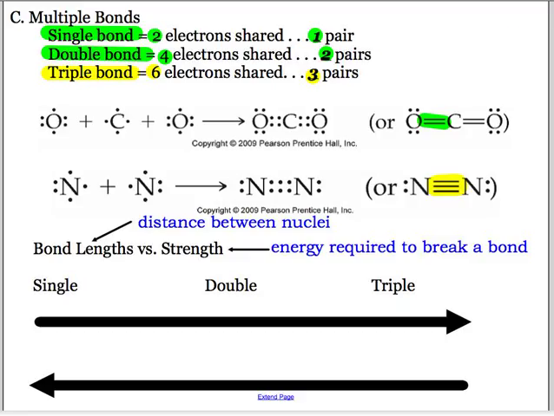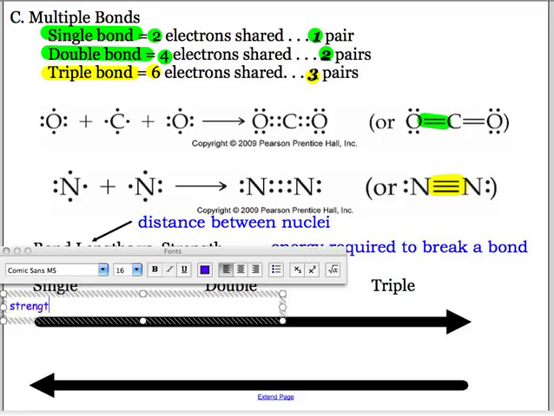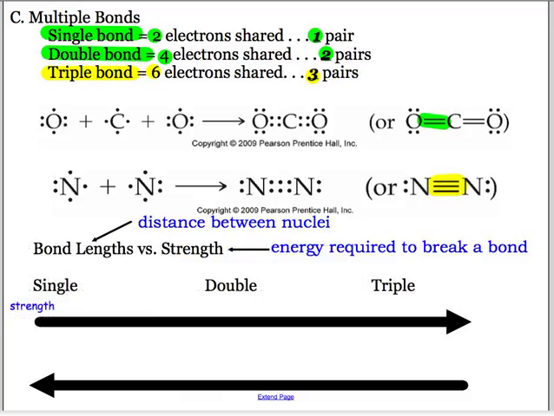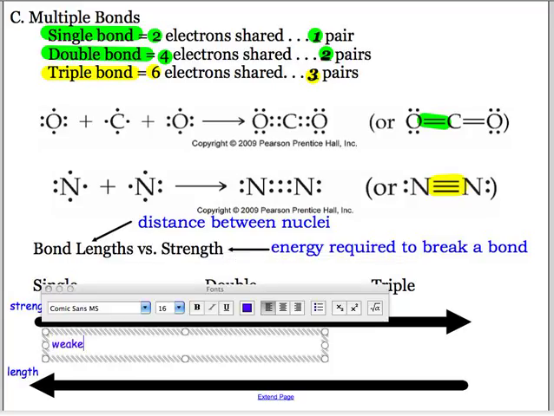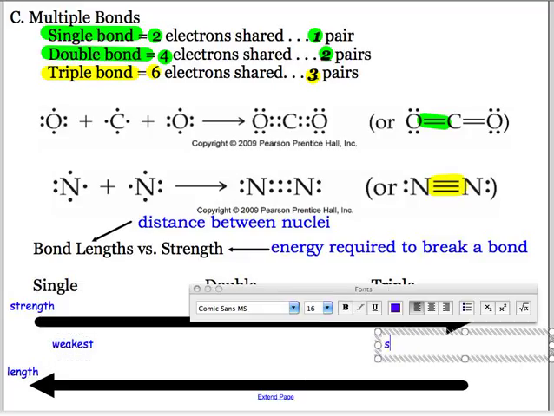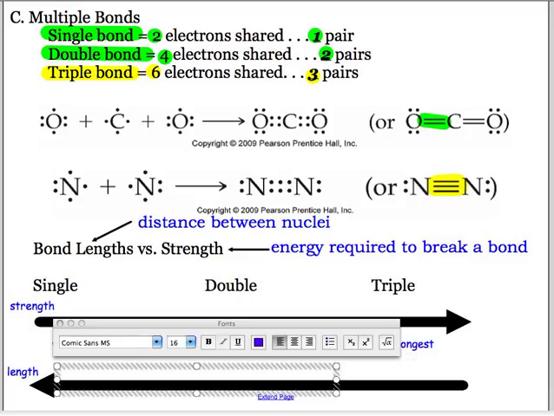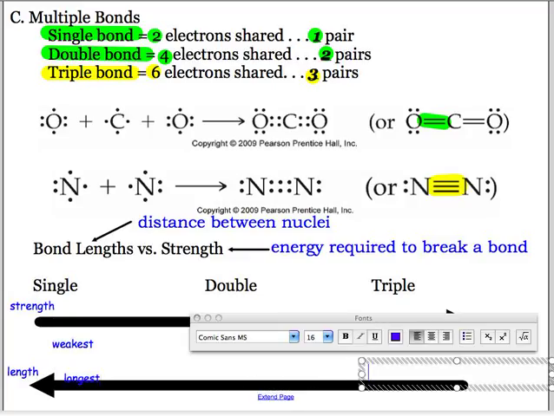And then just a little thing down here. This first one's going to be strength, and this one's going to be length. And I'm just going to give you: single bonds are going to be the weakest. Triple bonds are going to be the strongest. And single bonds will be the longest. And triple bonds will be the shortest. Let me move that one up.